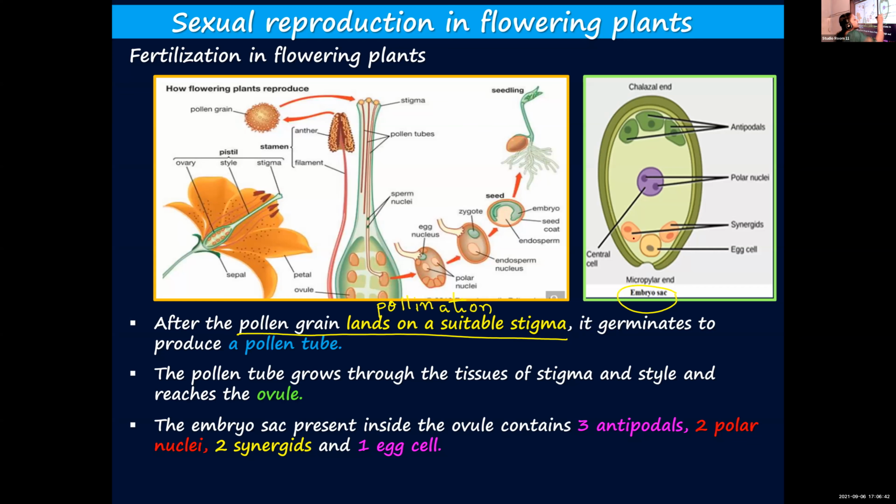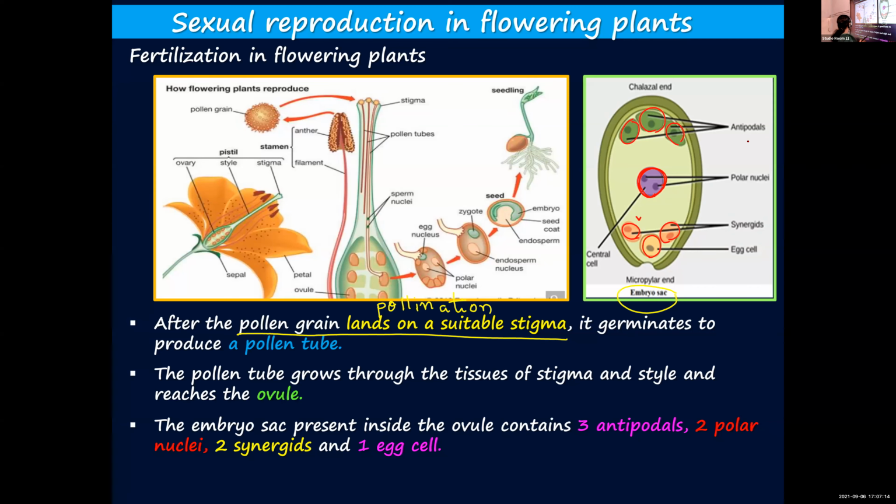Here also you can see 3 cells. In the center you can see another cell, another structure, you call it the polar nuclei. And these two on either side, you call synergids, and the egg cell is only one. There is just one egg cell, in the center of the synergids. And here you can see 3 cells, you call them antipodals.